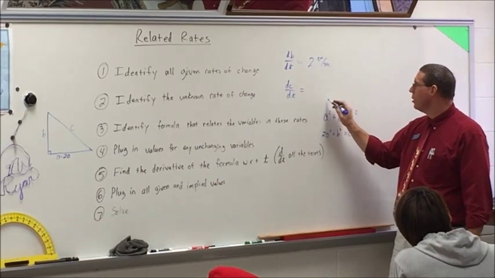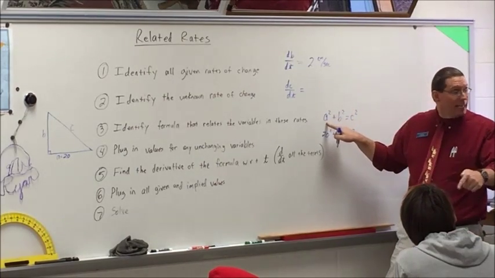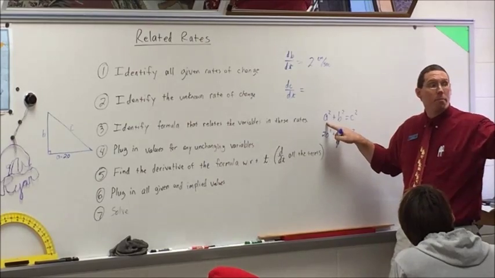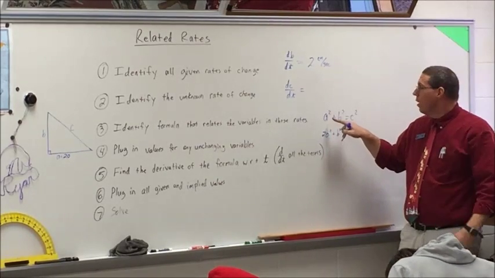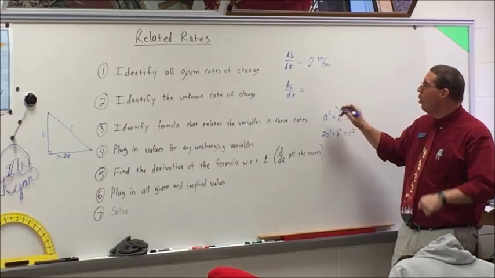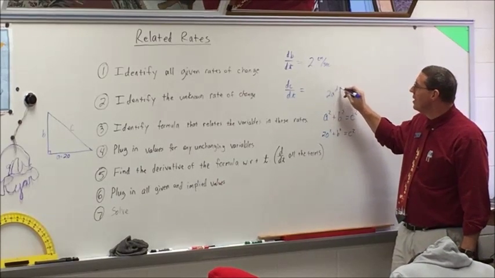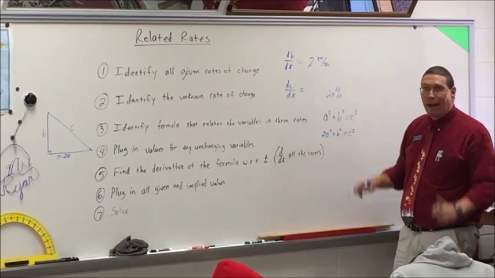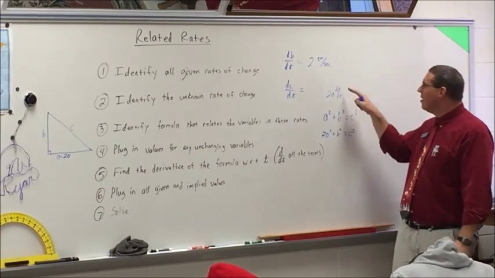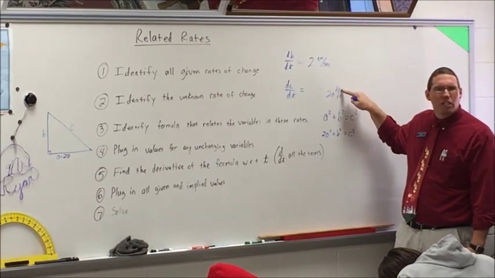And something else. Remember, we're doing dA/dt. Please pay attention to this, folks. The derivative of a squared would be 2a dA/dt, right? All right. Well, what is dA/dt? What is the rate of change in A?